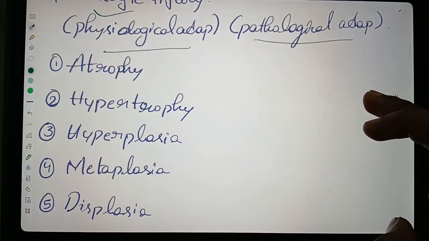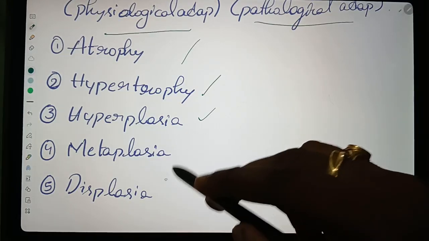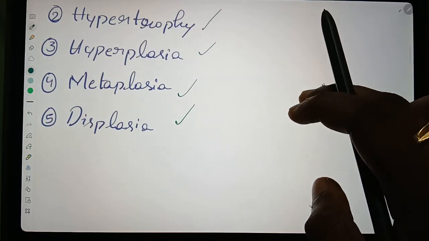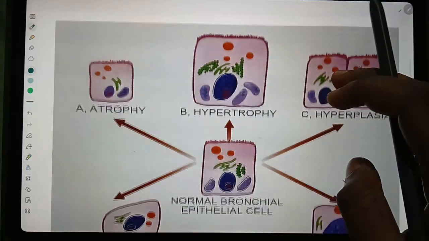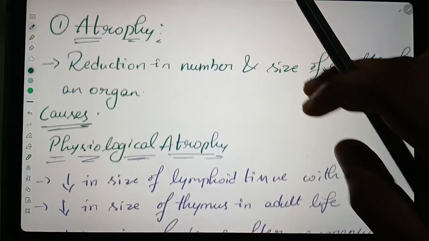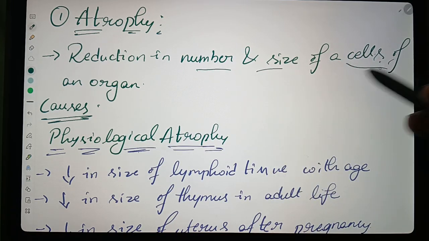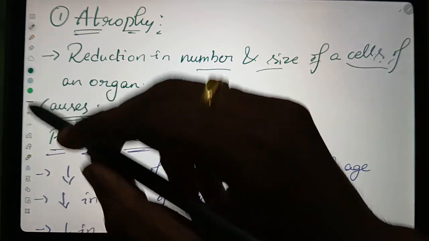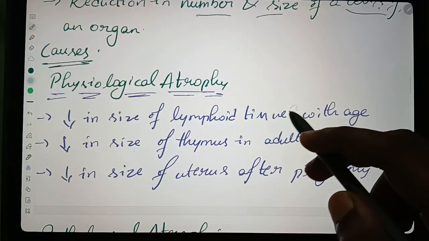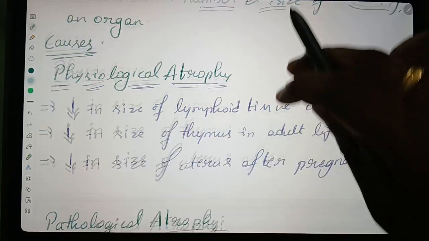There are 5 types of cellular adaptation: atrophy, hypertrophy, hyperplasia, metaplasia, and dysplasia. Coming to atrophy, it is the reduction in number and size of cells of an organ. There are both physiological and pathological causes of atrophy.